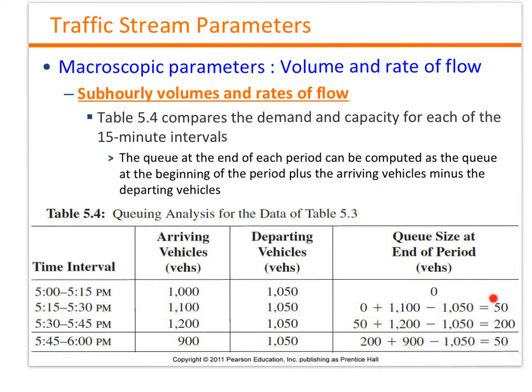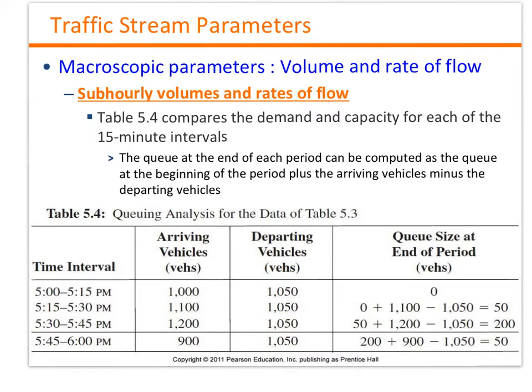And now we could see that at the end of the second 15 minutes, we're having 50 cars accumulating at the intersection. Now, going to the third quarter of the hour, which looks like the worst time of the peak hour, 5:30 to 5:45, we're having 1200 vehicles arriving, and the capacity is constant, which is 1050.